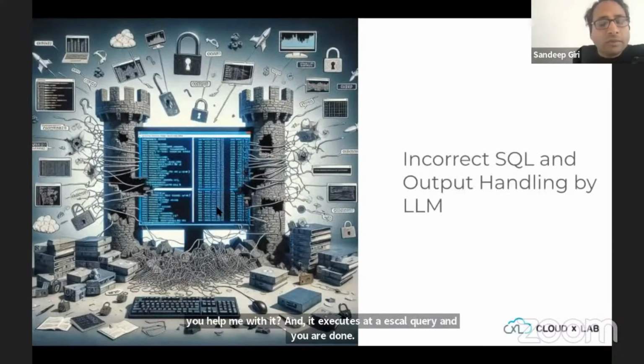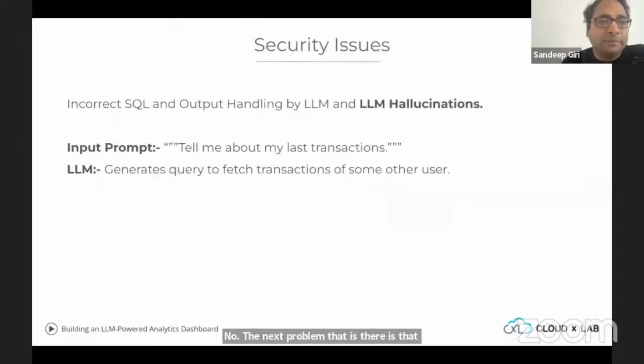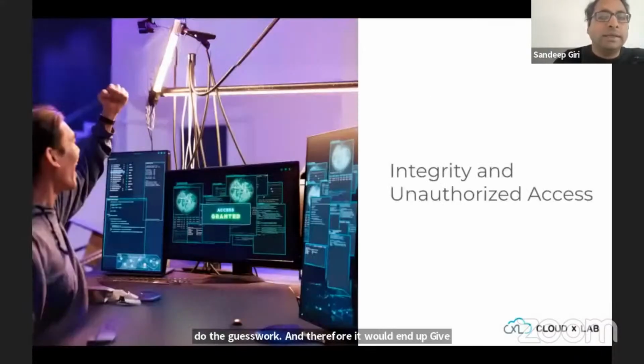Now, the next problem is incorrect SQL and output handling by the LLM. The input prompt could be, tell me about my last transactions. Now, the LLM would generate a query to fetch the transactions of some other user. It would, because the LLM has to say something, right? Even if it doesn't have the information, it tries to do guesswork. And therefore, it would end up giving you the data.